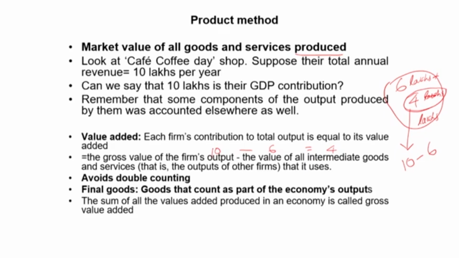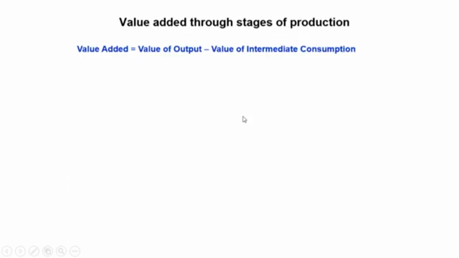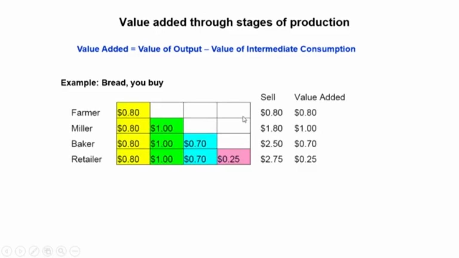So final goods, the goods that count as part of the economy's output, that is GDP. So the sum of all the values added produced in an economy is called gross value added. So using the product method, we are actually calculating the gross value added here. Using another illustrative example, we can explain what this value added method is all about.